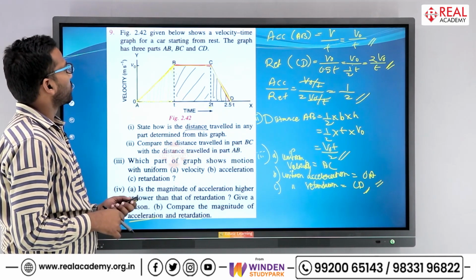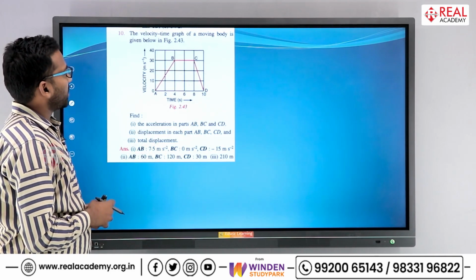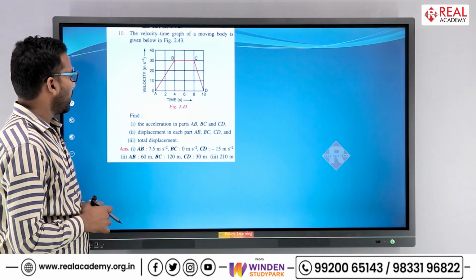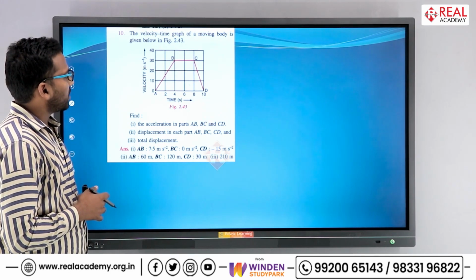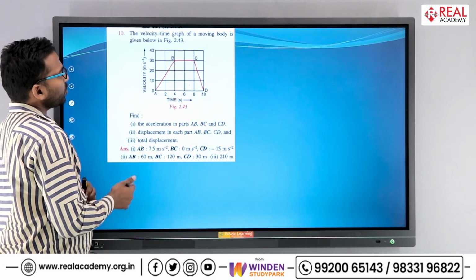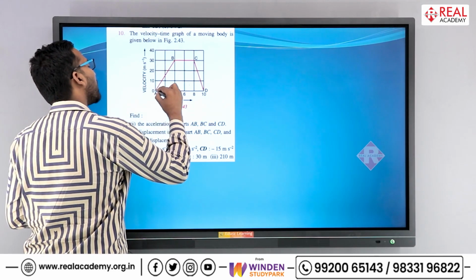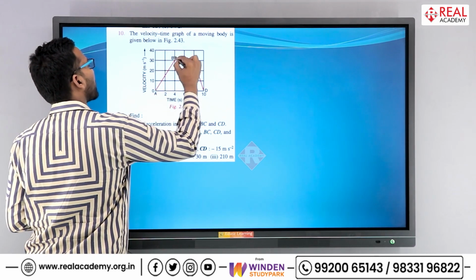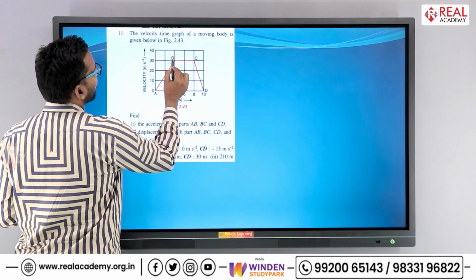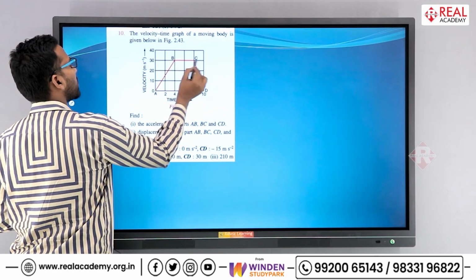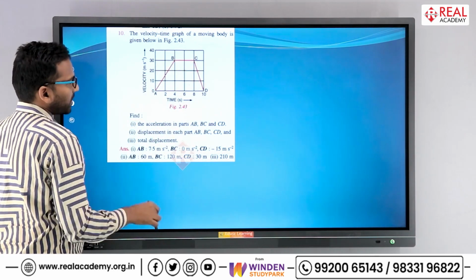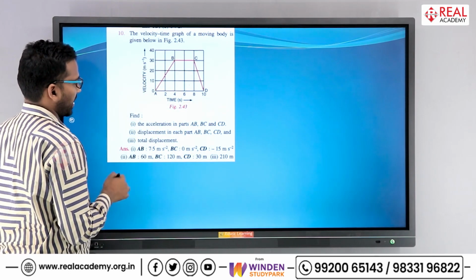Okay. Chalo. Next question. The velocity time graph of a moving body is given below in figure 2.43. Find the acceleration in part AB, BC and CD. For part AB, we can see it is uniform acceleration, and for part BC, the acceleration is 0 because velocity is constant, and for part CD, velocity is decreasing, that means it is in retardation.